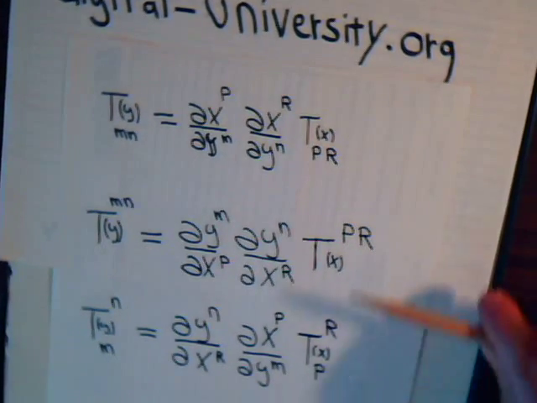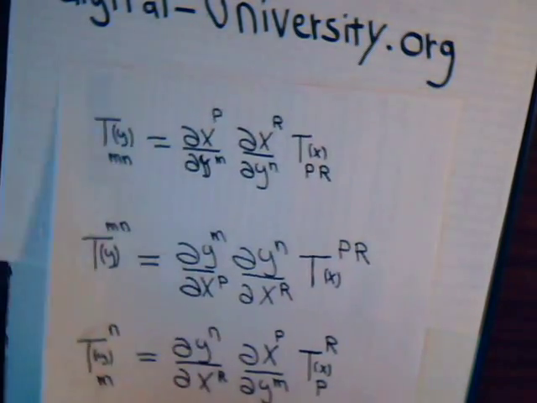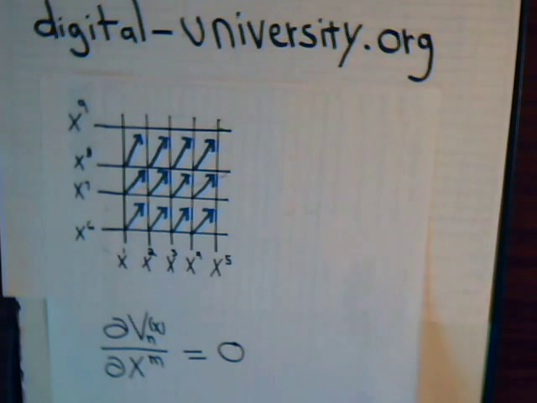And of course, that's going to hold true throughout. So if a tensor is 0 in one coordinate system, obviously it's going to be 0 in all the coordinate systems because of the way the transformation equations are set up. But now, let's consider this kind of a situation.